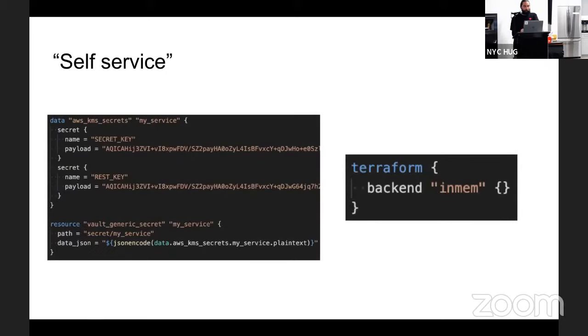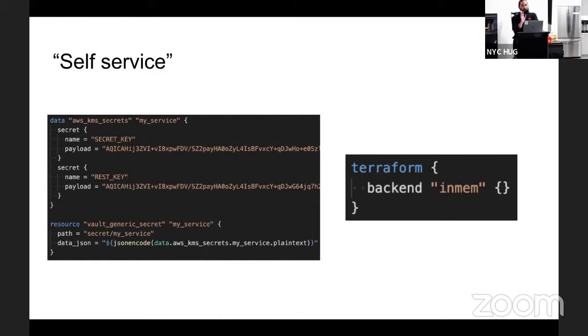And again, self-service, and this is what I mentioned earlier, even the content of the static secrets was in code. So this is a KMS encrypted string. This is not the actual secret. We would encrypt secrets offline and then copy them here.